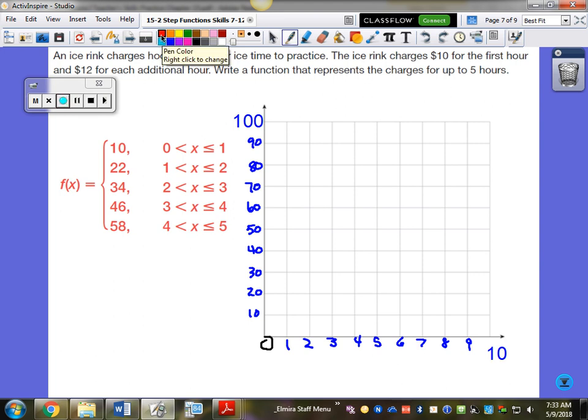So it's $10 for 0 to 1, $22 from 1 to 2, $34 from 2 to 3, $46 for 3 to 4, and $58 from 4 to 5.